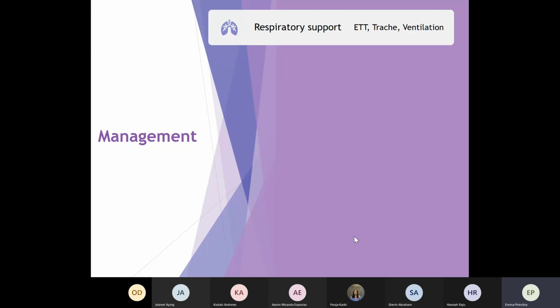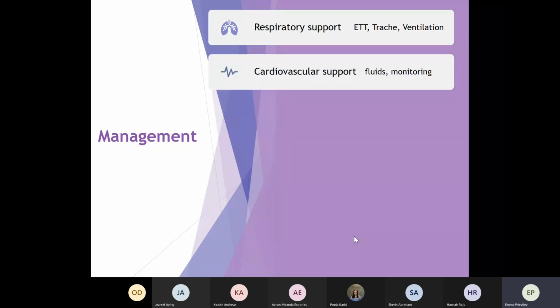So these patients, from our point of view, are going to need a considerable amount of respiratory support. So they're going to be the early trackies. They're going to have an ET tube in. They're going to be ventilated. They're going to need suctioning. They're going to need cardiovascular support. They're going to need advanced monitoring because we know that they can go hypertensive.